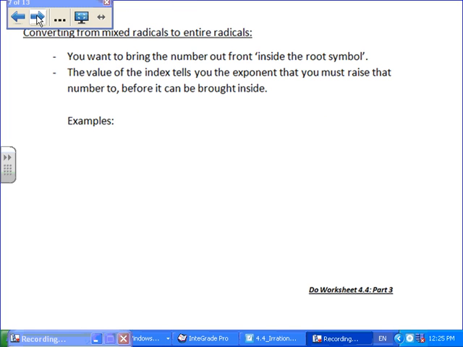Let's have a look at converting them. We're going to start with the easiest way, which is if you have a mixed radical, it's really easy to write it as an entire radical. So this is an example of a mixed radical. We would have 2 square root of 2. I want to write that as an entire radical. In other words, I want to put that whole number inside the square root symbol. And the question is, what will that number be? Because it's not going to be the square root of 2. It's going to be a number bigger than 2 inside.